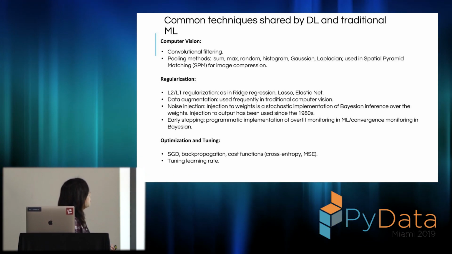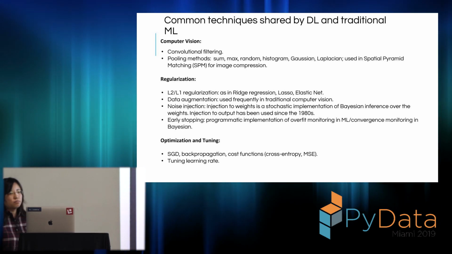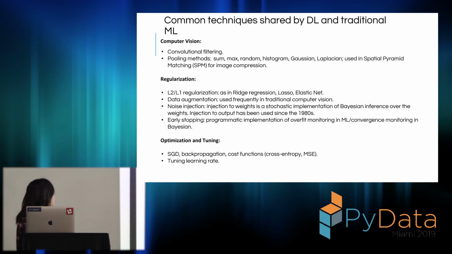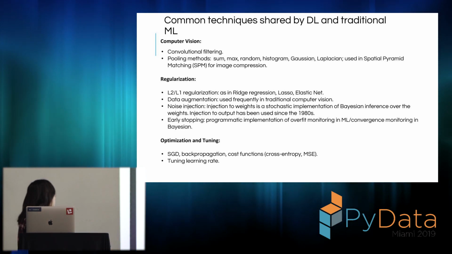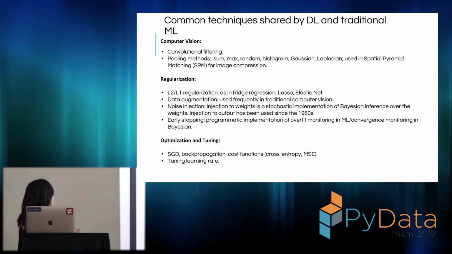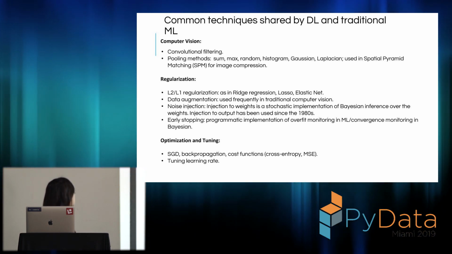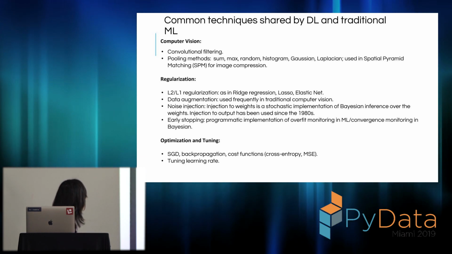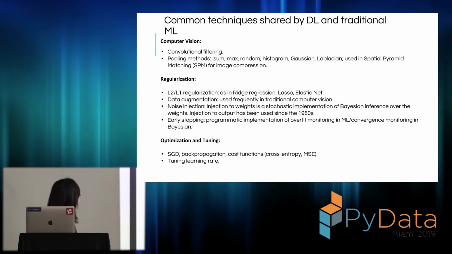For example, they use those pooling methods in spatial pyramid matching for image compression purposes. Also, the regularization methods, L1, L2 norm, is a regularization used in deep learning, but it's pretty popular in ridge regression, lasso, and ElasticNet. And data augmentation was frequently used in traditional computer vision too.